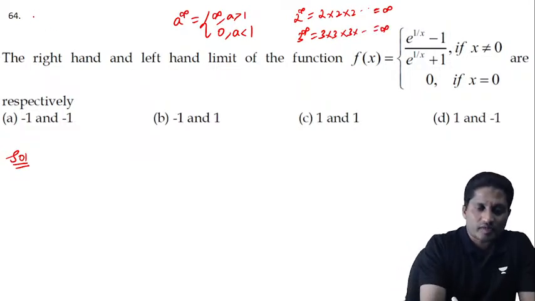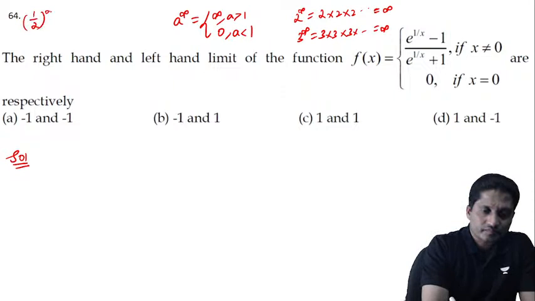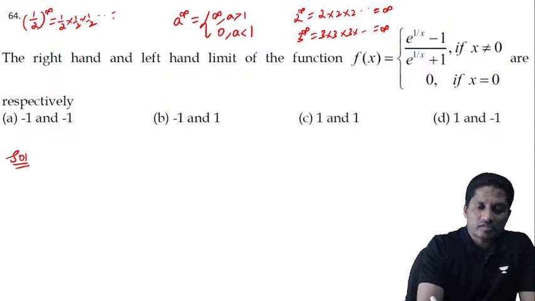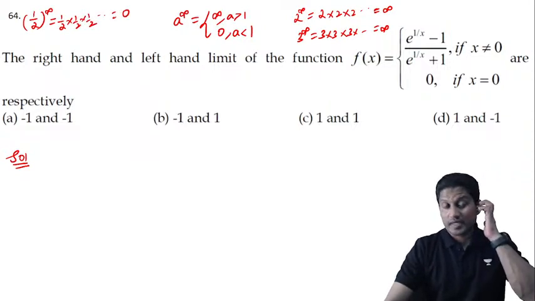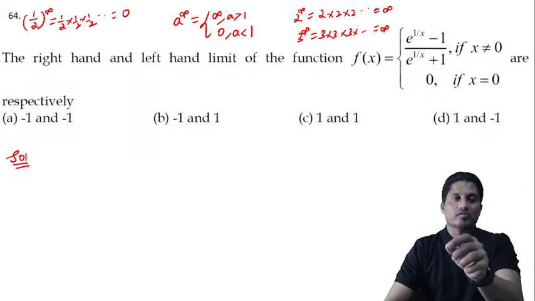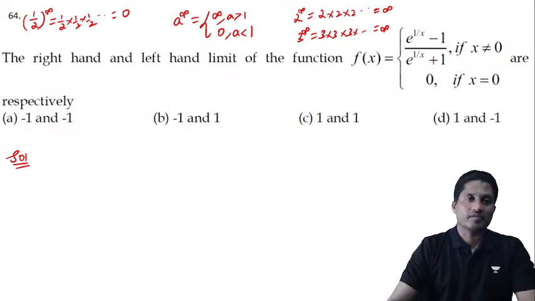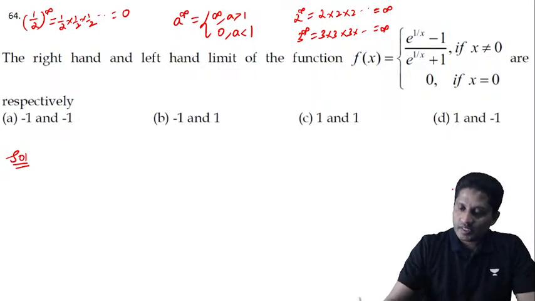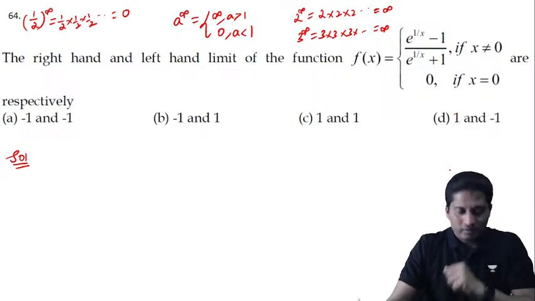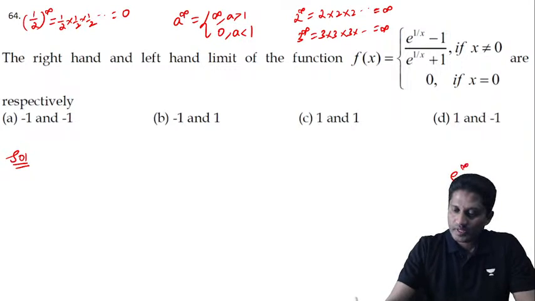But if you have, suppose, 1 by 2 power infinity, you will get 1 by 2 into 1 by 2 into 1 by 2, the number is reducing, right? So this is equal to 0. 1 by 4, 1 by 8, 1 by 16 reduce close to 0. And when you multiply infinite number of times, it is 0. So 1 by 2 power infinity is 0. So similarly, e power infinity will be infinity and e power minus infinity will be 0.